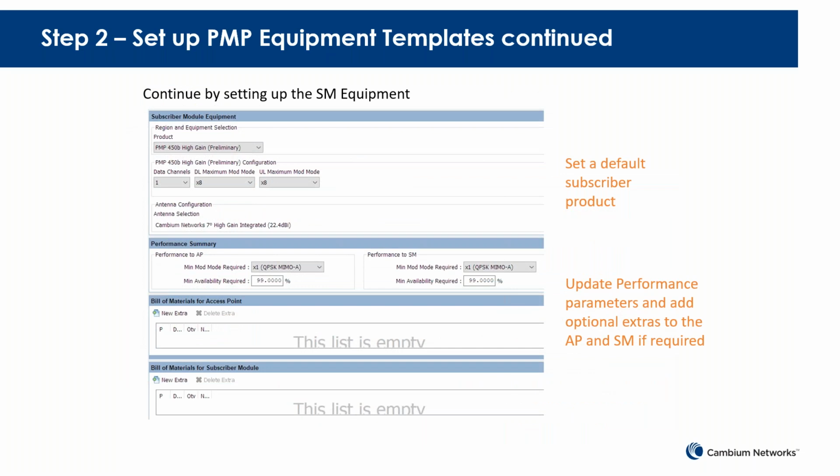Then what you do is set up your subscriber module equipment. And the parameter list is a little bit shorter. You will set a default subscriber product, and then you may want to update the performance parameters. I mean, we've assumed the best defaults here. You may also want to add optional extras for the access point bill of materials or the subscriber module bill of materials. And this is where you can do that. And again, this will save you a lot of time so that you won't have to do it for each and every individual access point or subscriber module.